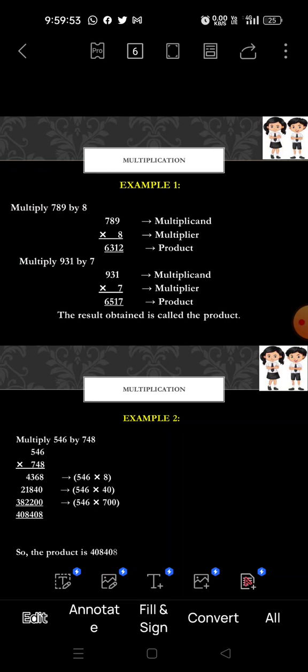Let's multiply the next number. 931 multiplied with 7. Here 931 is called multiplicand and 7 is called multiplier. Let's multiply. 7 into 1 is 7. 7 3s are 21. We'll write 1 here and take 2 as carry. 7 9s are 63, and 63 plus 2 is 65. So the product is 6517.